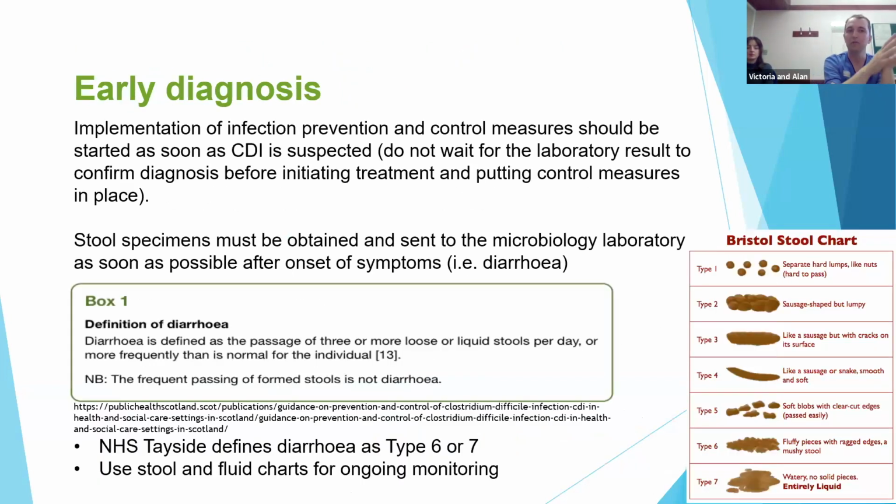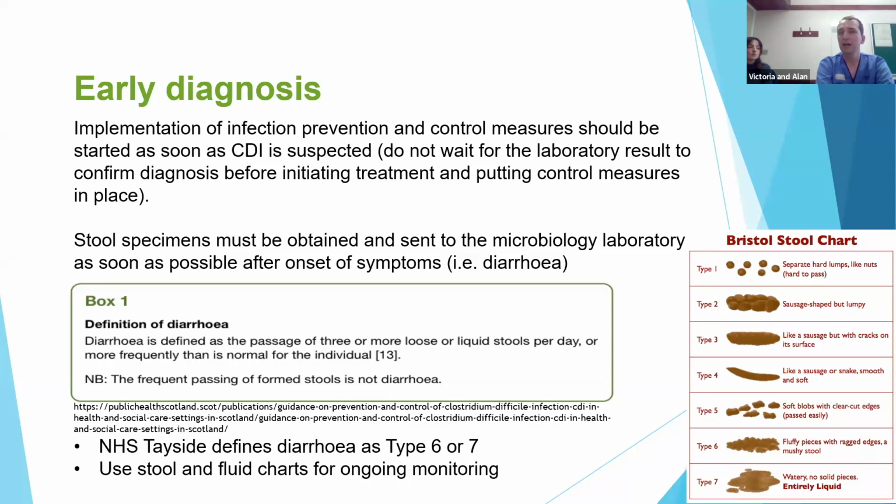Victoria's touched on this, but I just want to go over what we define as diarrhea. So RHI Scotland defines diarrhea as 3 or more episodes of loose stools. But NHS Tayside is a bit more specific. We talk about type 6 or 7, and you can see the stool chart there. So a type 6 is fluffy pieces with ragged edges, a mushy stool, and a type 7 is watery, no solid pieces, entirely liquid.